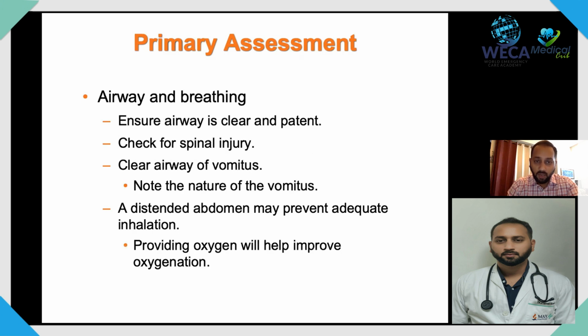Coming to airway and breathing, we must ensure the airway is clear and patent, and that the patient can breathe properly. Spinal injury has to be checked for. If there is vomiting, the airway has to be cleared of the vomitus. The nature of the vomitus should always be noted, whether there is blood in it, whether there is bile in it. The color of the vomitus can give us an idea of that. Again, a distended abdomen, due to whatever reason, may prevent adequate inhalation. So oxygenation is important. The patient should be shifted with oxygen, which will help with oxygenation.